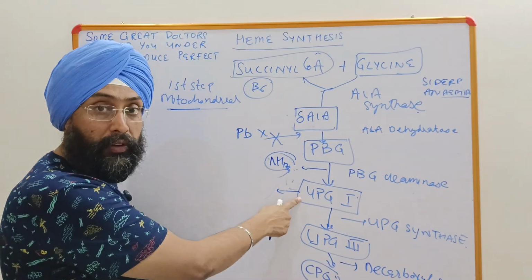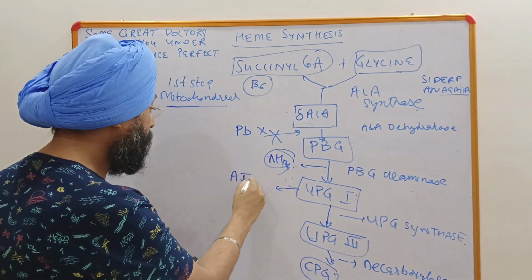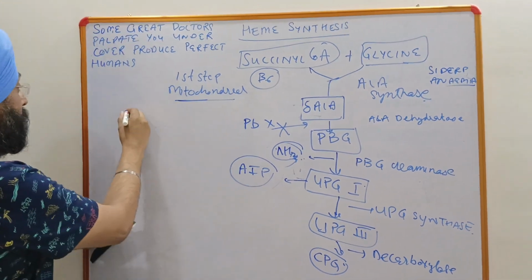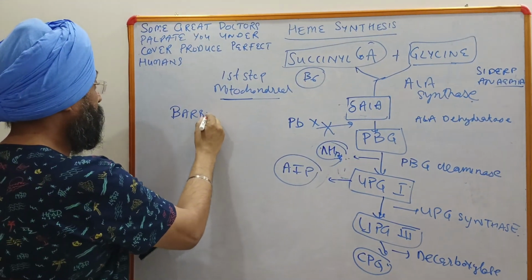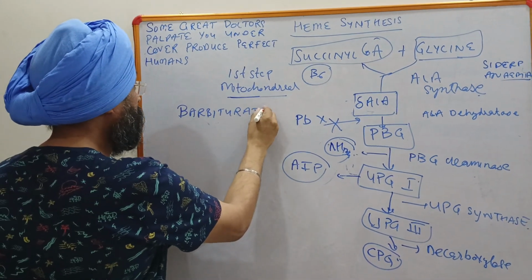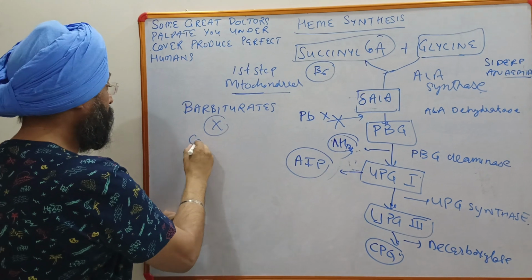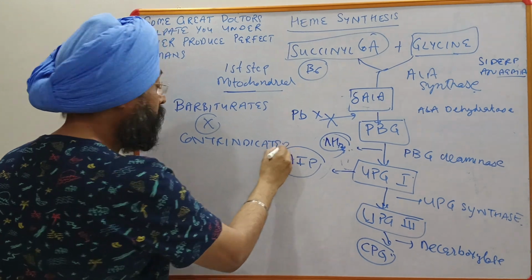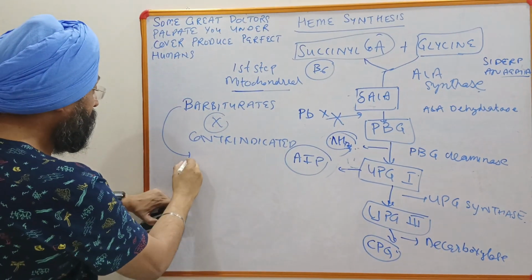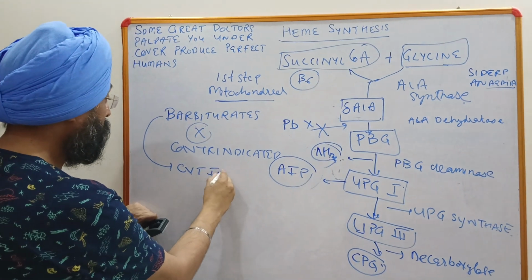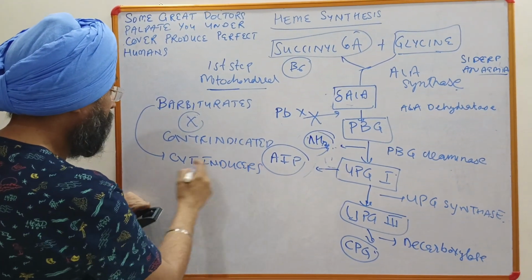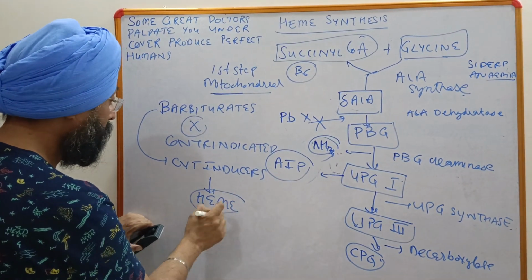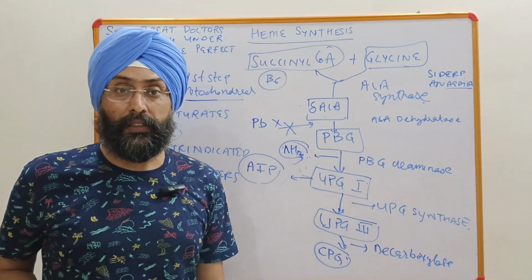Now there is a problem with uroporphyrinogen 1 in acute intermittent porphyria, right? And in this disease, barbiturates are totally contraindicated, right? So why? Because these barbiturates are cytochrome inducers, right? So cytochrome inducers will increase the synthesis of heme as well, and will further elevate the symptoms of this disease.